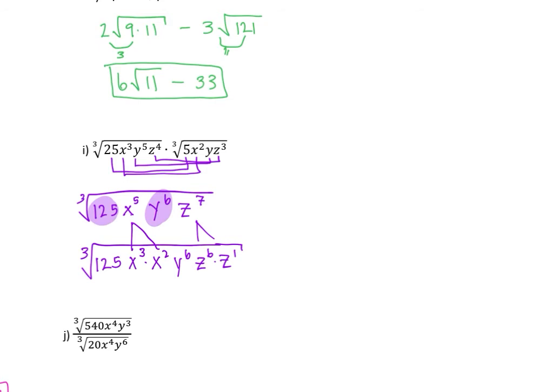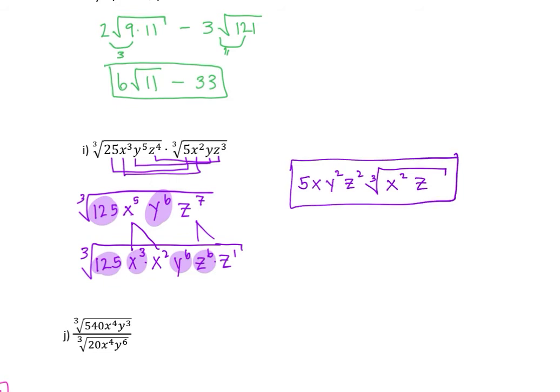All right, then what I can do is I have my perfect cubes there, and I just pull them out. The cube root of 125 is 5. The cube root of x cubed is x. The cube root of y to the 6th is y squared. And the cube root of z to the 6th is z squared. Then, anything that is not a perfect cube stays inside. All right, so there you go.